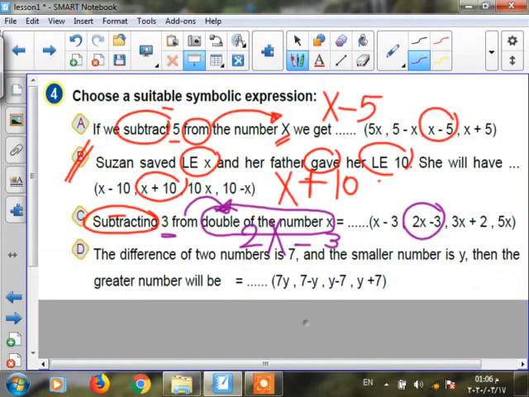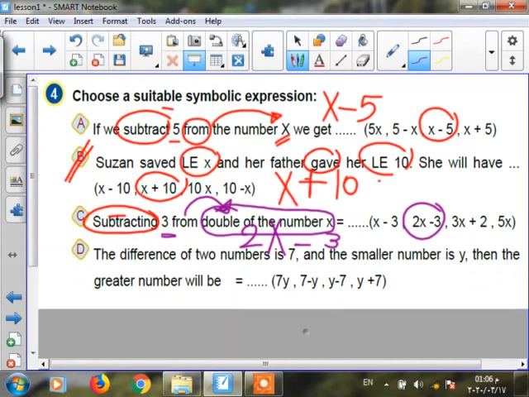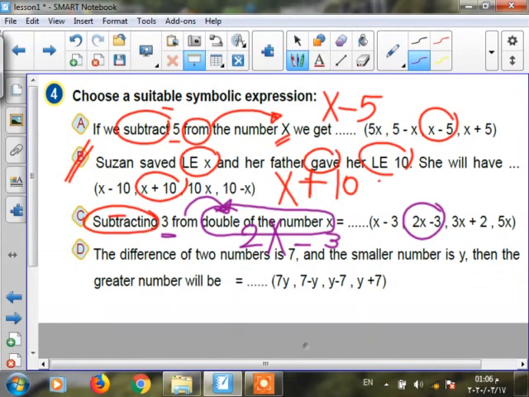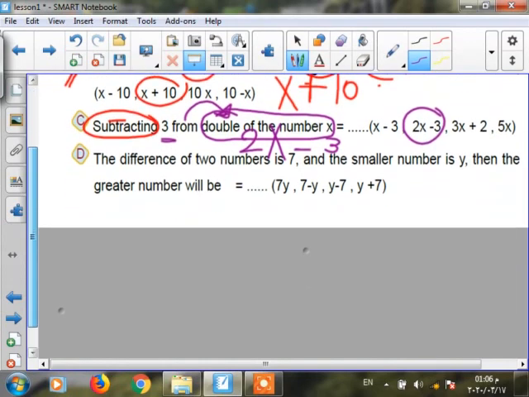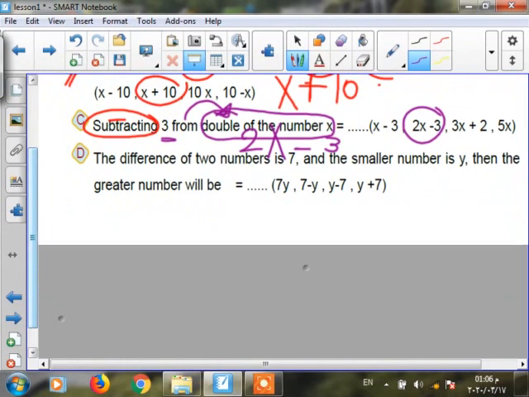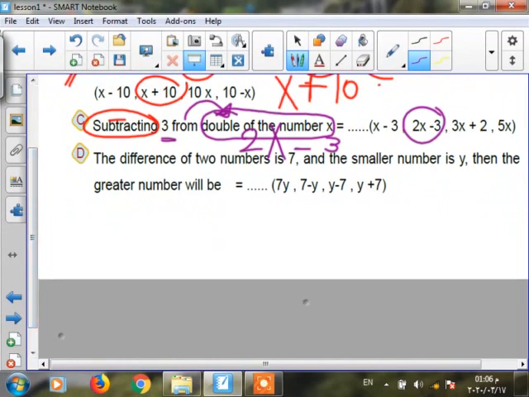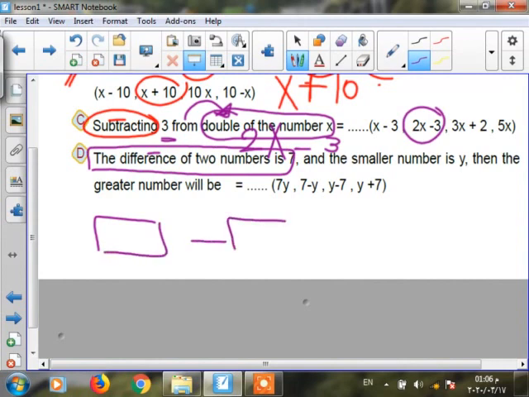The next one. If the difference of 2 numbers is 7, read carefully: what is the meaning of difference? Difference means minus. I have first number minus second number. The difference between these 2 numbers equals 7, so the result will be 7.